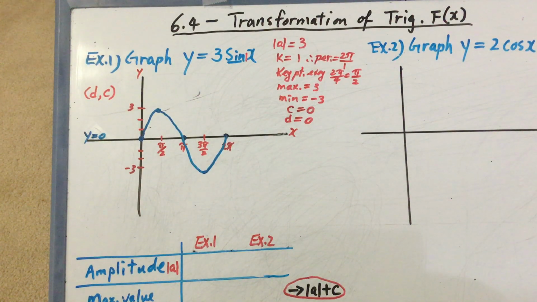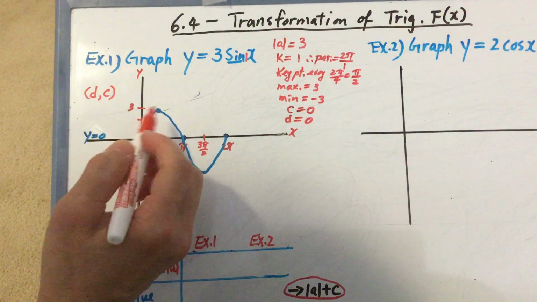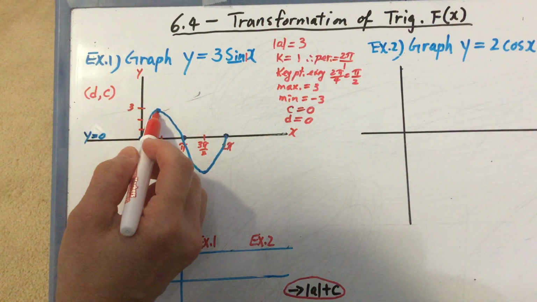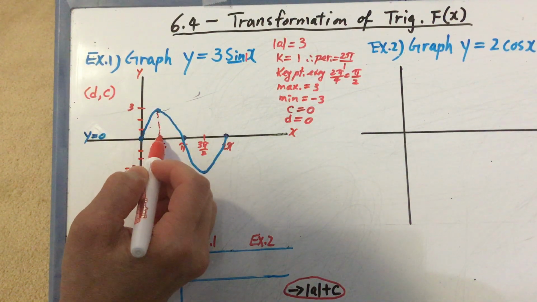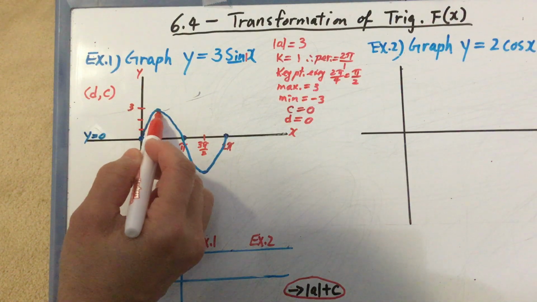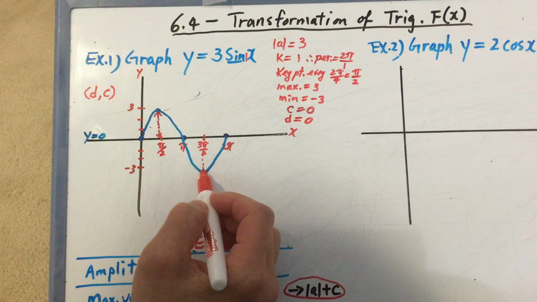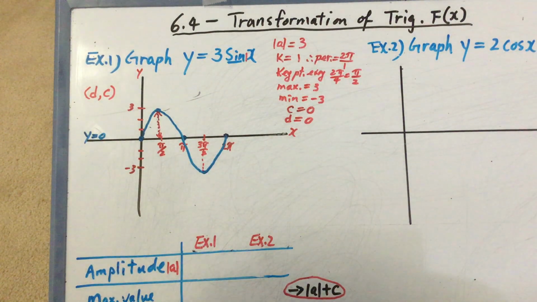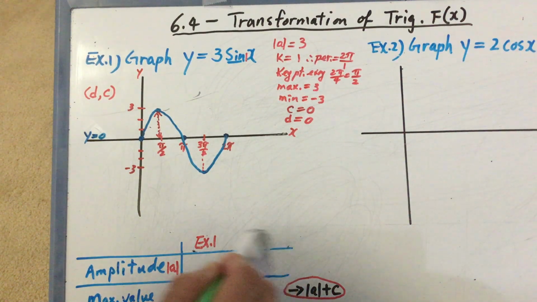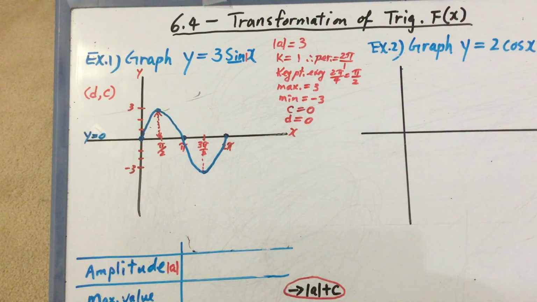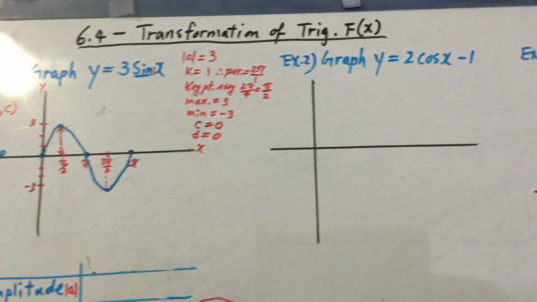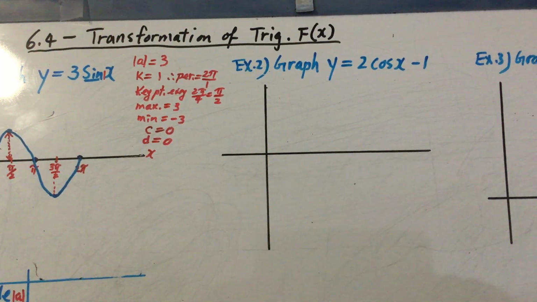The amplitude, again, I want to show you on the graph. The amplitude is from here, the maximum, to the middle line. So this has to be 3. And same thing over here, that will also give you the 3. Okay, so that basically is what we do with the first example. And moving on to the next one.